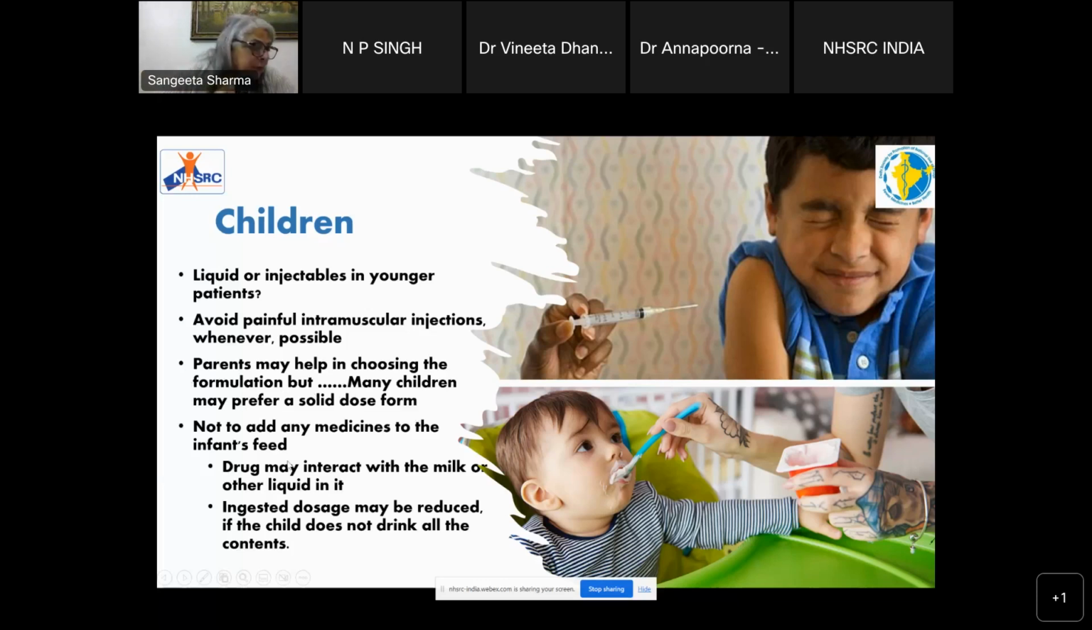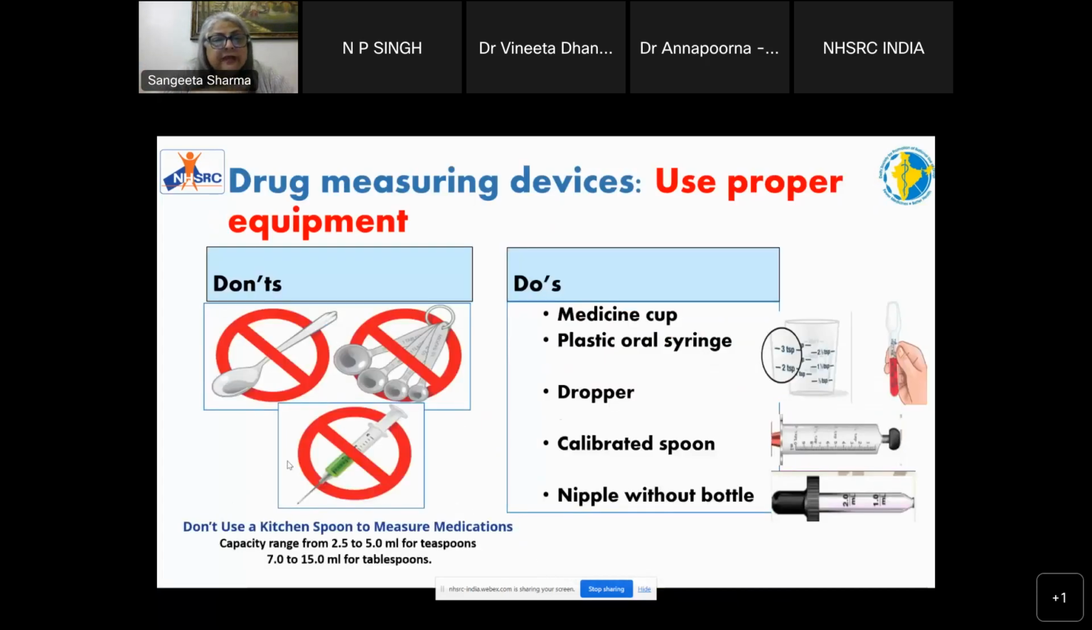Then another thing, when you are giving medicines to children, they may not like the smell or the taste of the medicine, so they may not take it. So what we do is mix it with the feed or other liquid or other meals. Do not do that, because if the child does not take the entire meal, again the dose will be affected, and also there may be some drug-food interaction with the food that you are mixing. So be careful about this. And I already talked about this: never use household spoons. Use calibrated droppers or oral syringes whenever you require.